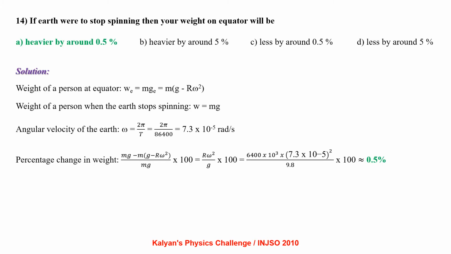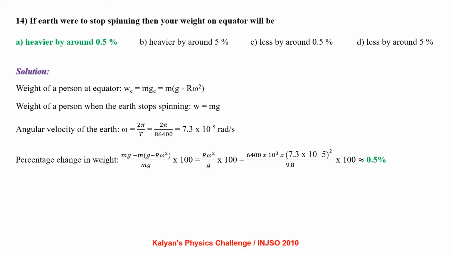If the earth were to stop spinning, then what would your weight on the equator be? The weight of a person at the equator, W equator, equals m into g equator, which is m into (g minus r omega squared). The weight of the person when the earth stops spinning is W equals mg. The angular velocity of the earth, omega, equals 2 pi by T, which comes out to be 7.3 into 10 power minus 5 radian per second.